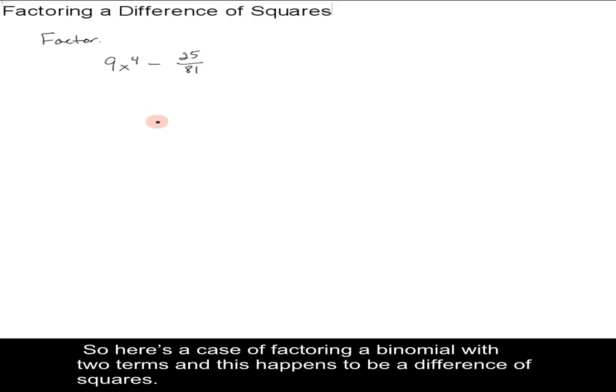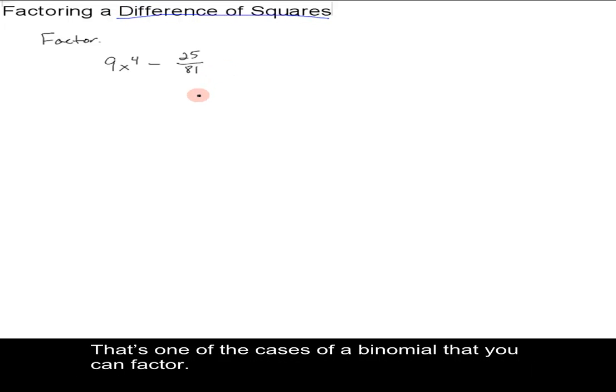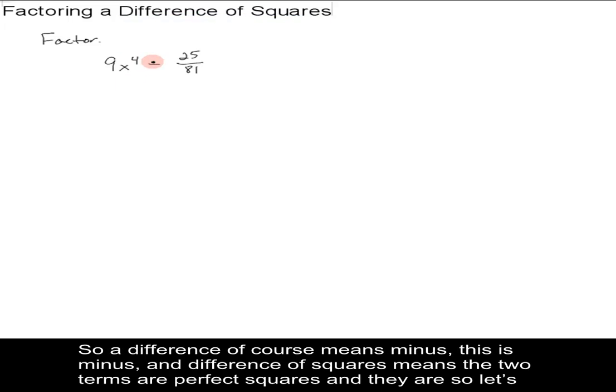So here's a case of factoring a binomial with two terms, and this happens to be a difference of squares. That's one of the cases of a binomial that you can factor. A difference, of course, means minus. This is minus. And difference of squares means that the two terms are perfect squares, and they are.